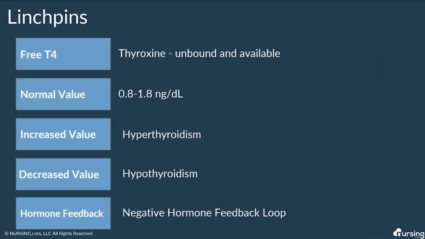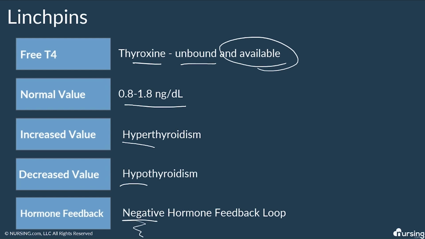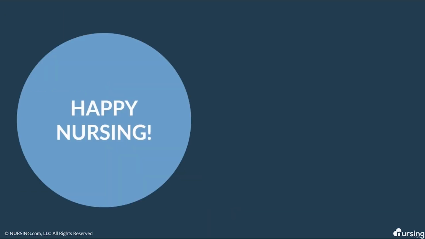Now, linchpins for this lesson: the thyroxine, which is T4. This lab is the free and unbound version of T4. It's available to affect the body tissues. It's normal at 0.8 to 1.8 nanograms per deciliter. When it's high, it's hyper. When it's low, it's hypothyroidism. And remember that negative feedback loop. It's all about balance. Great job on this lesson.